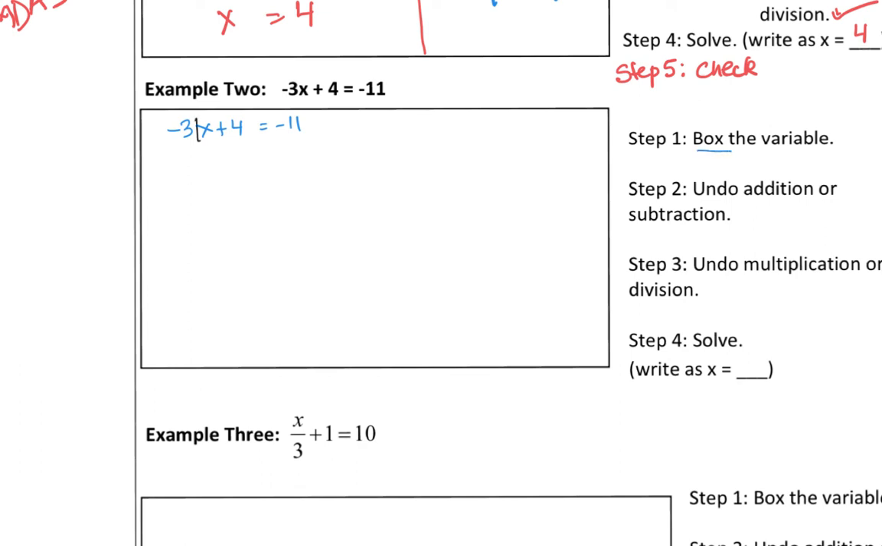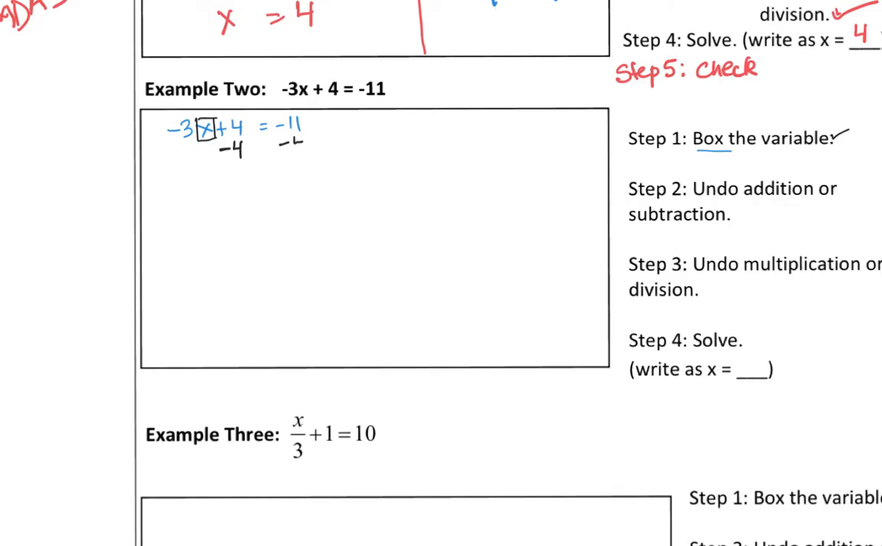I'm going to go ahead and make a box around the x. So I've just done step 1. My step 2 is to undo any addition or subtraction. Well, the 4 is being added to the variable, so I'm going to do the opposite of that. I'm going to subtract it.